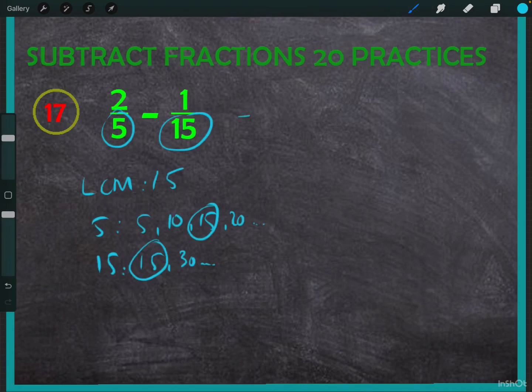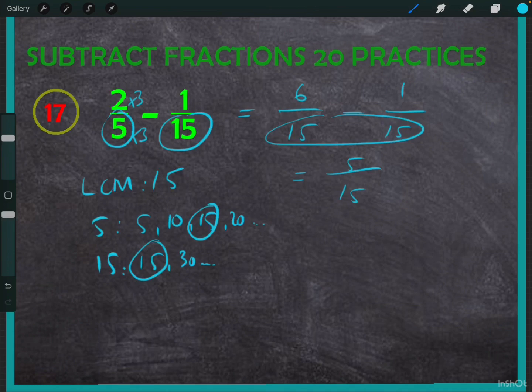From here, we will convert the two fractions into two new fractions with 15 in the denominator. So we write 15. For the first fraction, to get 15 from 5, we must multiply by 3, and we multiply 2 by 3 also to get 6. The second fraction, we just write again. So from here, we have the two fractions with the same denominator, 15. Write again, we subtract 6 minus 1 is 5. 5 over 15 is the answer for practice number 17.